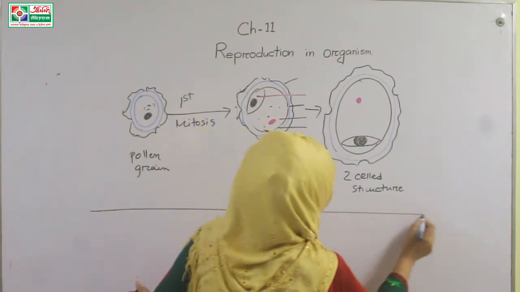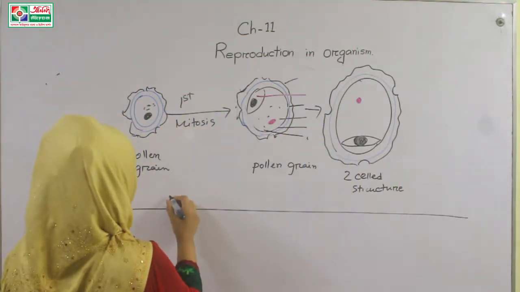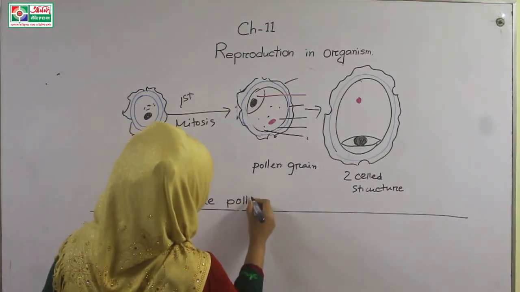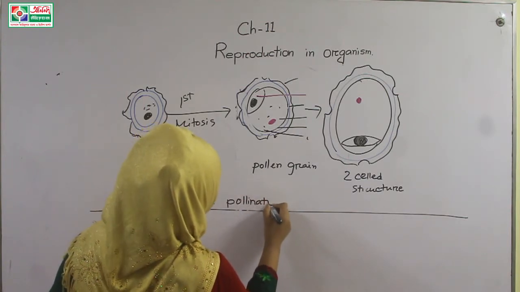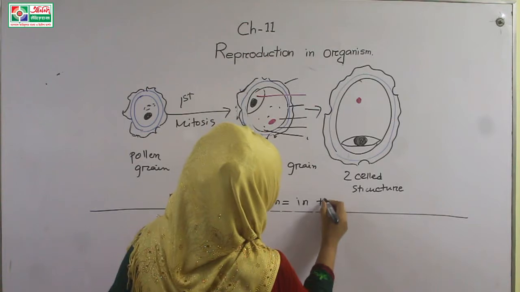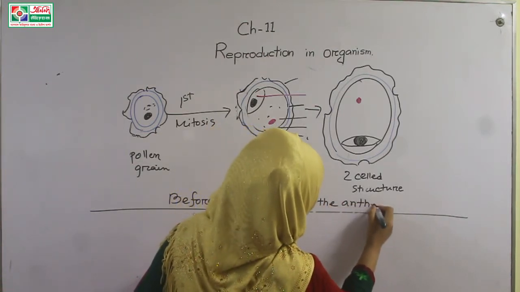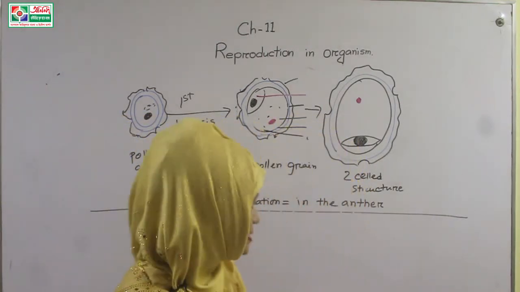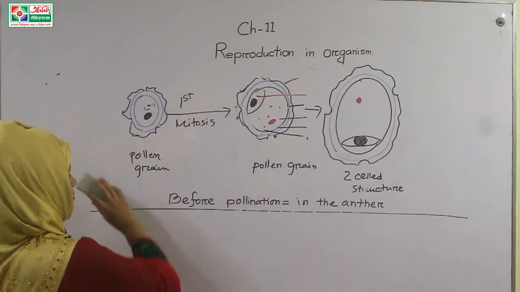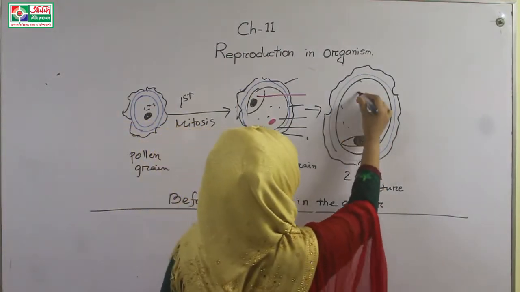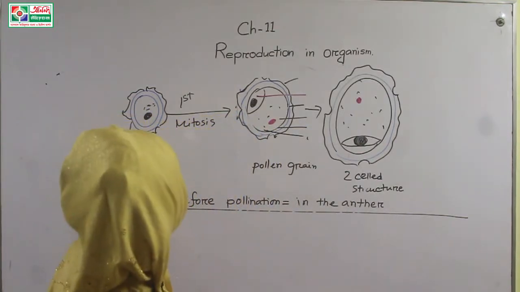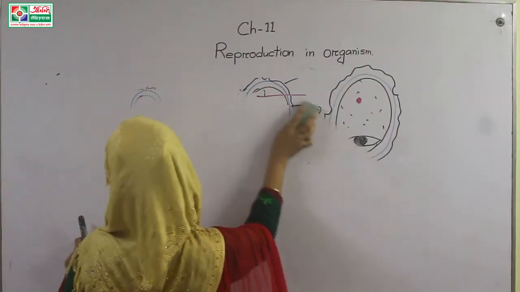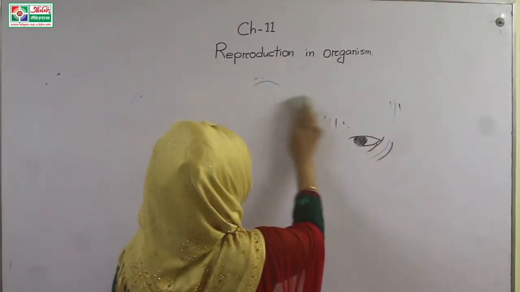And these three structures will happen before pollination. Before pollination, most important, in the anther. Now I will show after pollination what happens, students. Should I rub this? Oh, I didn't draw the cytoplasm. Before pollination, in the anther. Now I will show what happens after pollination on the stigma.